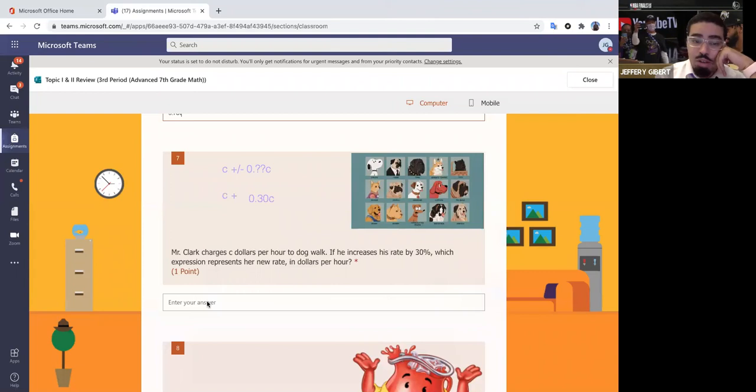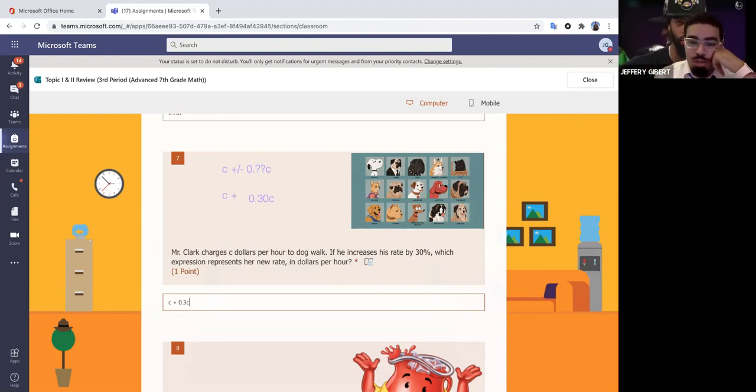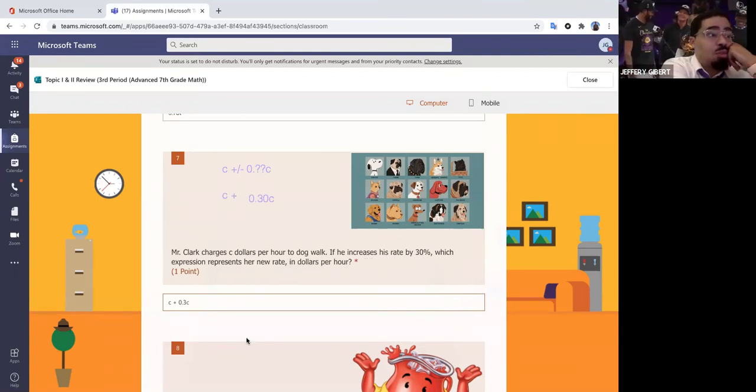So our correct answer is C plus 0.3C or 0.30C. They're both the same thing. But again, on the test, it's going to be multiple choice. So it's going to be a little bit easier because then you'll see the answer and you'll see some totally wrong answers, and this one will stand out to you because you're going to remember from the review.